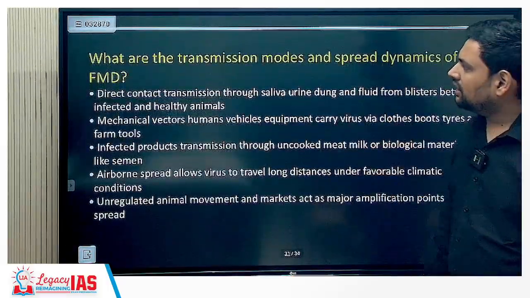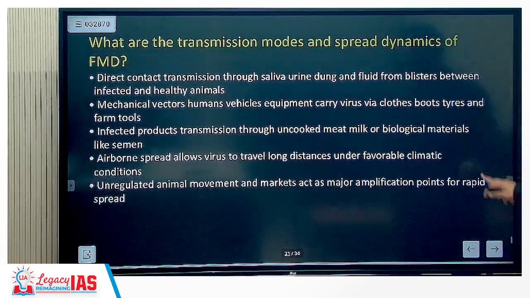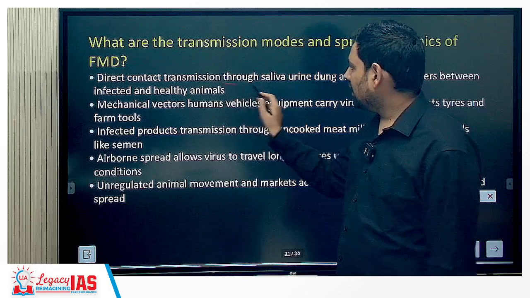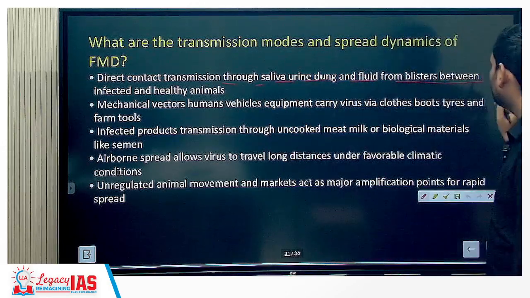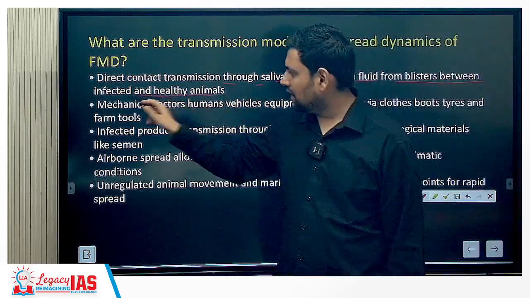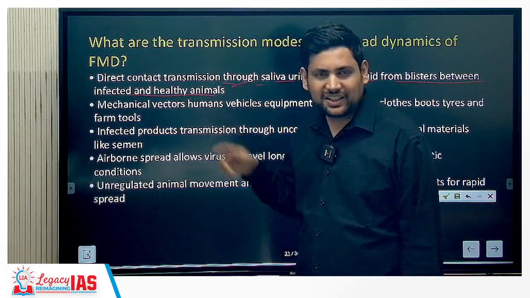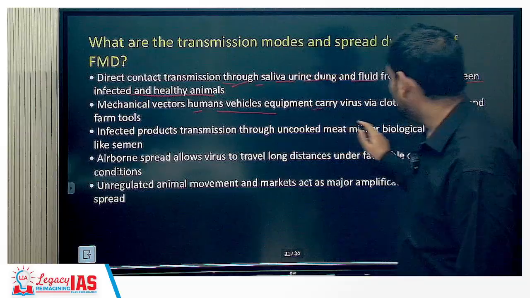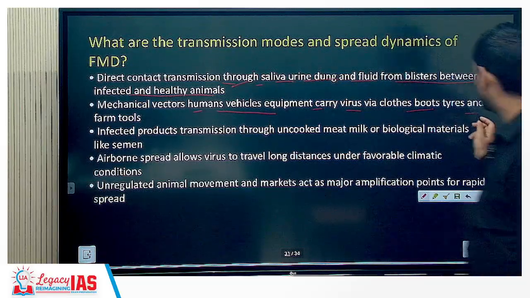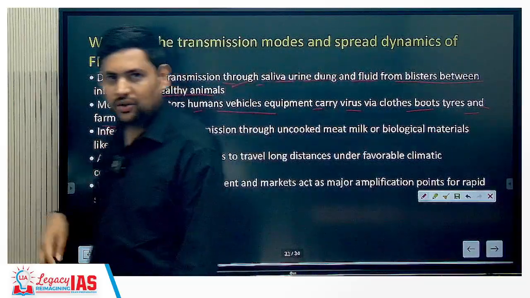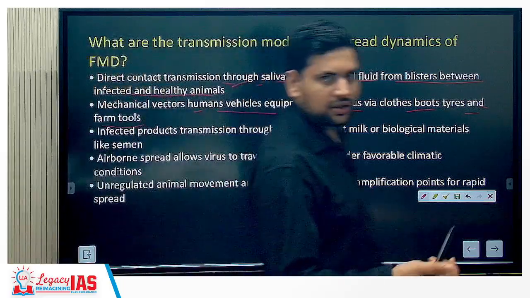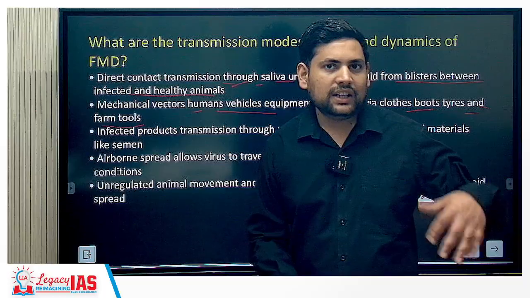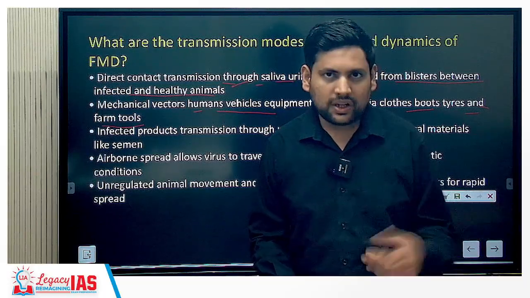Next thing is, what are the transmission modes and spread dynamics of FMD? Direct contact transmission through saliva, urine, dung, fluid from blisters between infected and healthy animals. Correct. Viral disease, so very easily spread by all these. Then mechanical vectors, humans, vehicles, equipment carry virus via clothes, boots, tires, and farm tools. So we are also becoming a carrier to it. It is not affecting us directly, not a zoonotic disease, but it can spread from our shoes, our clothes, from one animal to another.